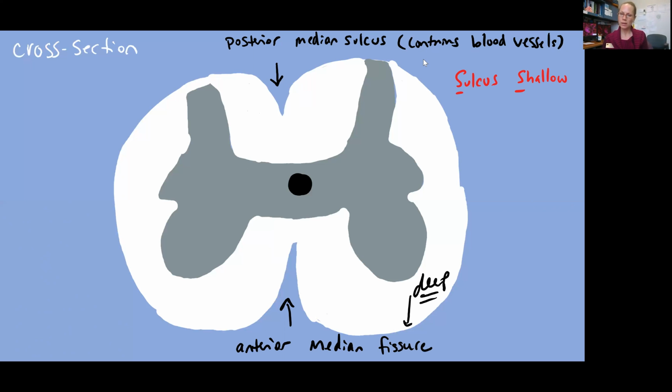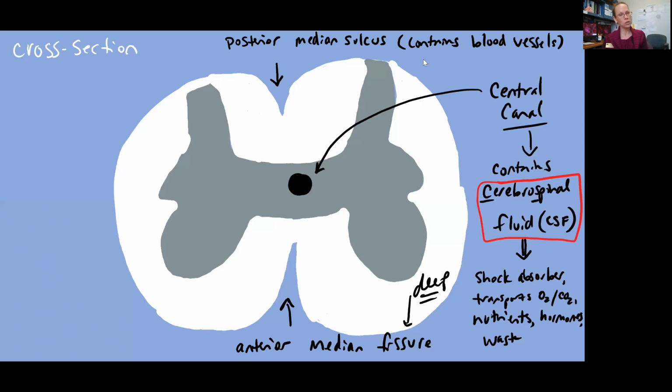Now you can recognize in cross-section the difference between the sulcus and the fissure because the sulcus is shallow, whereas the term fissure describes a depression that is deep, a deep depression. You might remember fissure is front and the sulcus is shallow to help you remember which is which. Now this is important because we're going to be naming other parts of the spinal cord based on whether it's anterior or posterior. So we definitely need our orientation here.